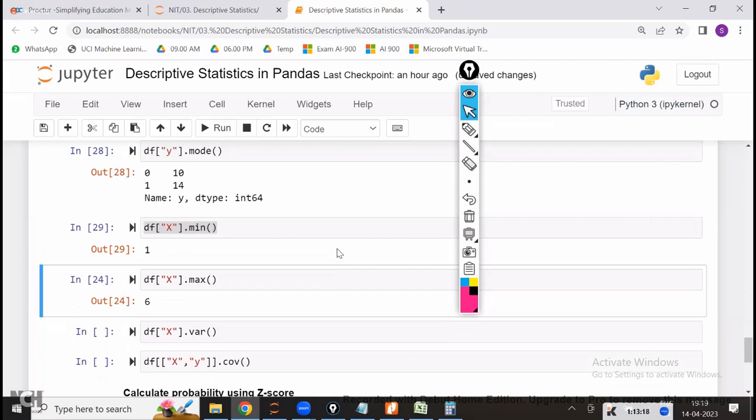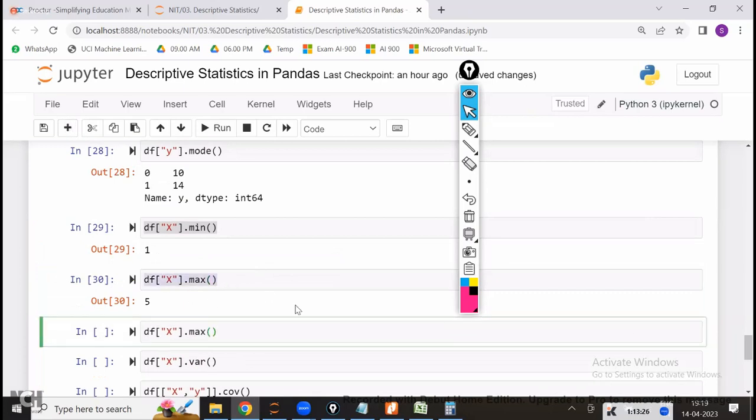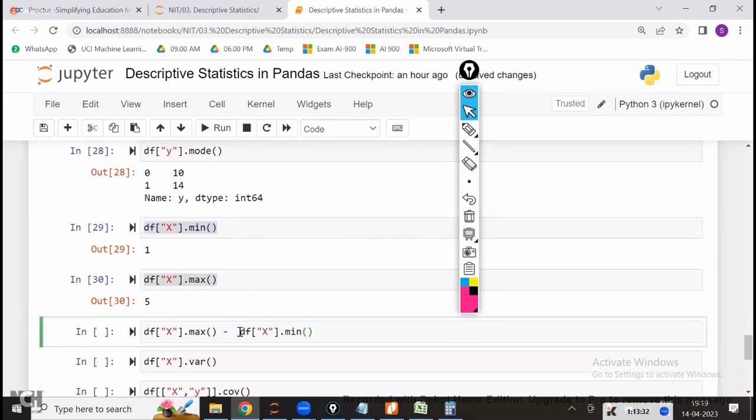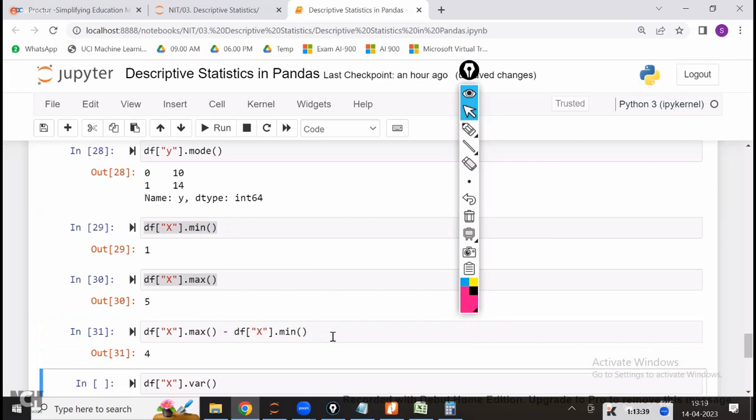Right? Minimum value is 1, maximum value is 5. Now, what is the range? Range is nothing but the maximum value minus the minimum value: df of x dot max minus df of x dot min. So first it will calculate the maximum value, that is 5, minus the minimum value, 1. 5 minus 1 is 4. This is the range formula.